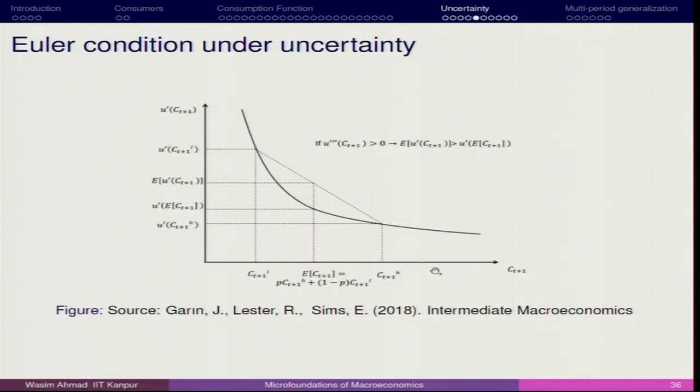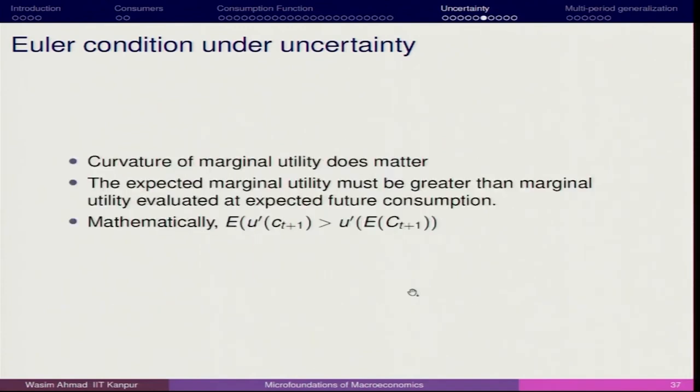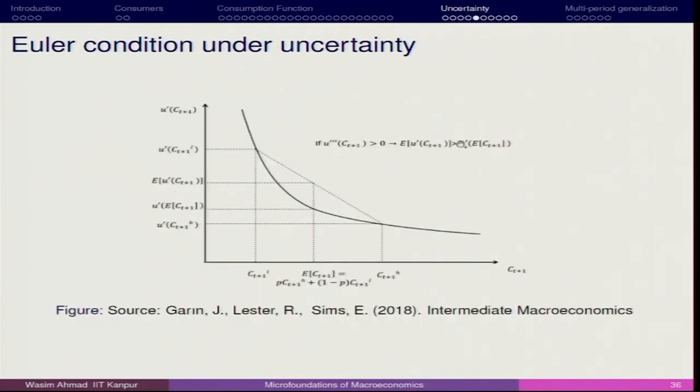So, we will be introducing these two and trying to understand that. But this condition is more to deal with the bowed-in scenario. For convexity, the curvature of this will decide how much gap he is going to see between the expected marginal utility of future consumption and the marginal utility of expected future consumption. These two are different things. Here it is about the curvature and here it is about the expectation, which is the averaging, or I would say the midpoint, of these two. So, the curvature of marginal utility does matter. Here we say that expected marginal utility must be greater than the marginal utility evaluated at the expected future consumption, and this condition should be satisfied.